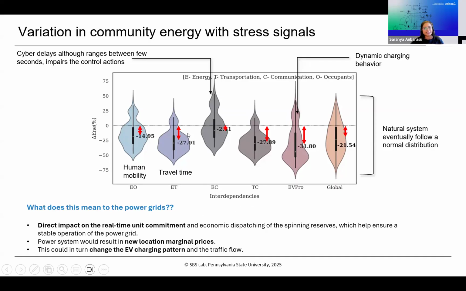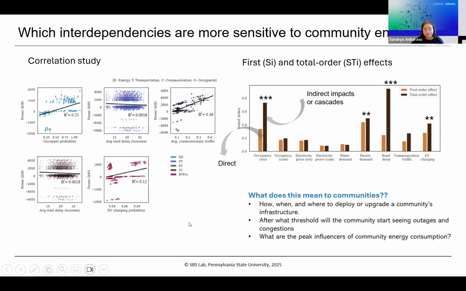So these are very essential when we are modeling these interdependent communities. We want to understand exactly how much we are going to consume, rather than oversizing or overestimating. So it's better to go with these interdependent models.